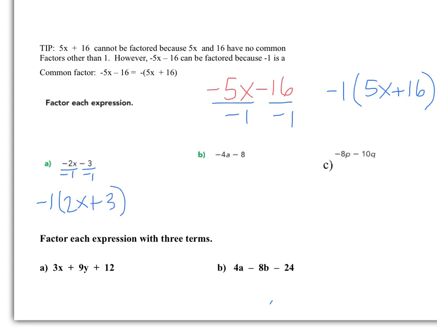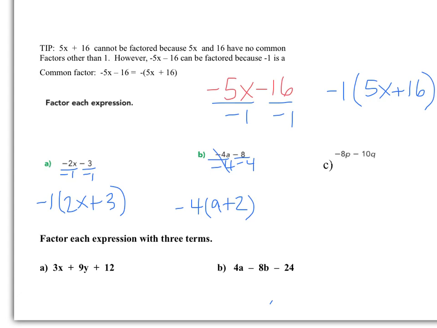Okay? So now we have a negative 4a and a negative 8. Okay, so we can take out a negative 4 from both of those. So negative 4 is what we're going to take out. So we're going to divide each of these by negative 4. So negative 4a divided by negative 4 is a, and negative 8 divided by negative 4 is positive 2.